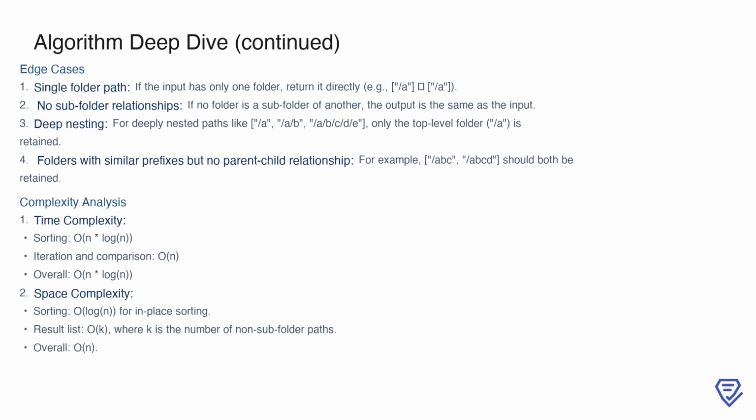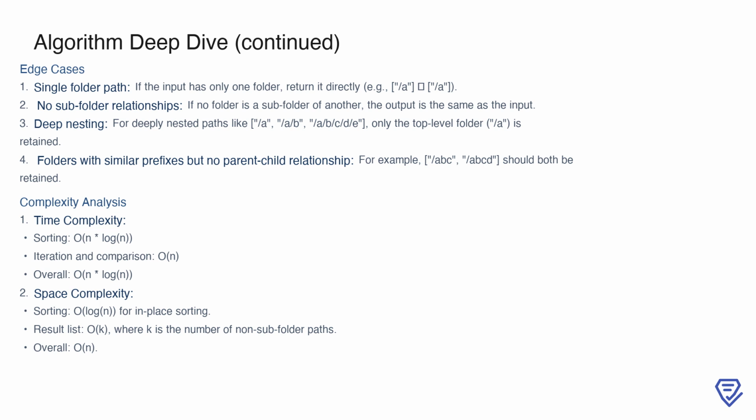For instance, if the input contains only a single folder, such as /a, the algorithm directly returns that folder. Similarly, if there are no subfolder relationships in the input, the output will simply mirror the input. In cases of deep nesting, like /a, /a/b, /a/b/c/d/e, only the highest level folder, /a, is retained. Another critical scenario involves folders with similar prefixes but no parent-child relationship, such as /abc and /abcd, both of which should be retained in the output.